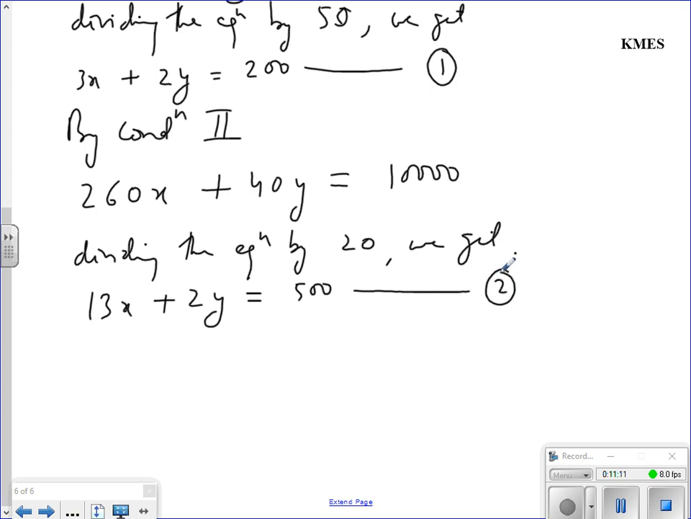Again, what we have here are two equations. 3x plus 2y equal to 200 and 13x plus 2y equal to 500. We can solve these two equations by any method that you wish, and you'll get the values of x and y. That will be our solution for this sum here.